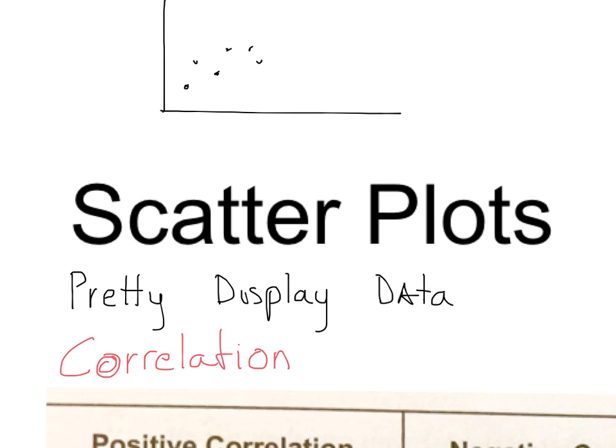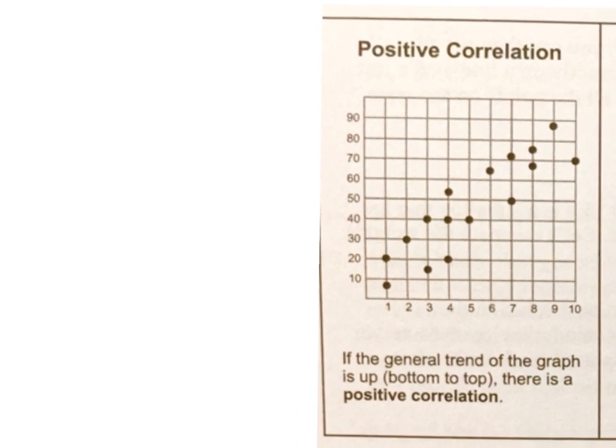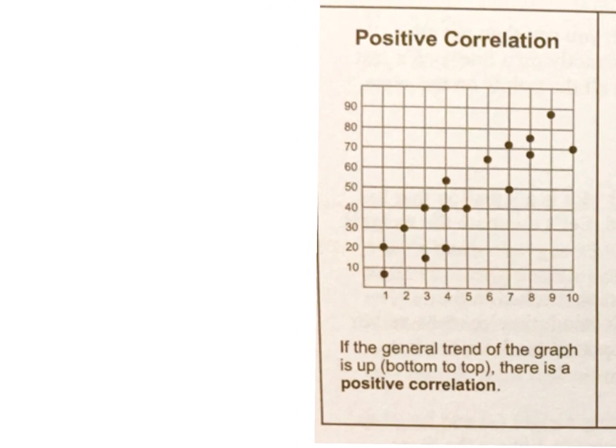There are some things that don't correlate. Does your hair color have anything to do with your shoe size? No, so they do not correlate. One does not affect the other, okay? Now, when we have a correlation, we use scatter plots to represent it.